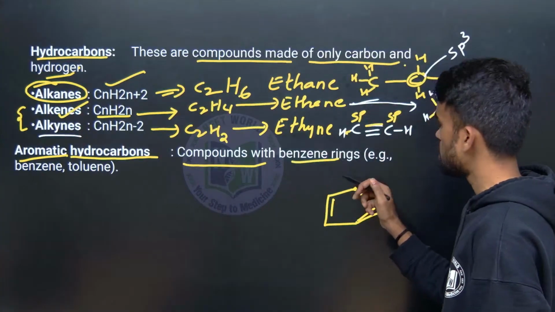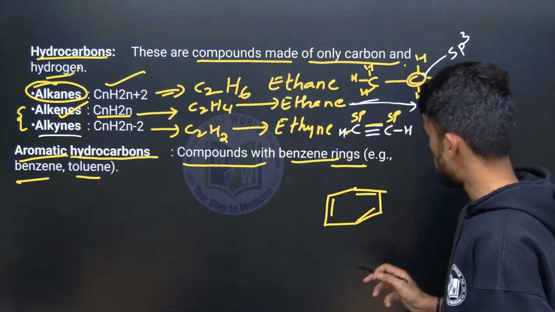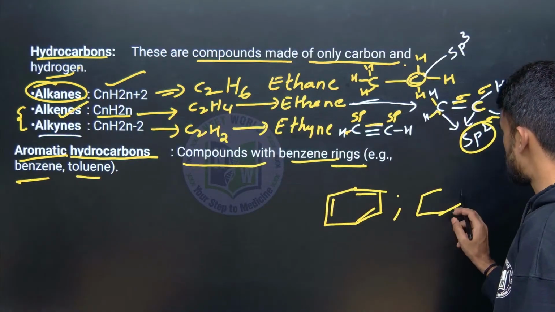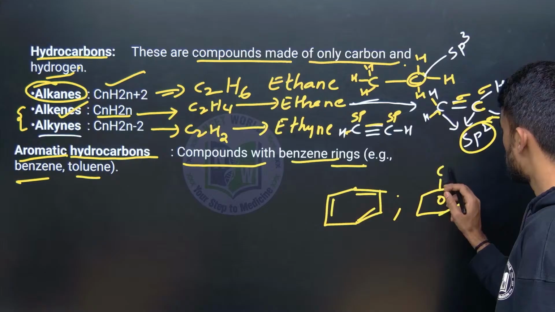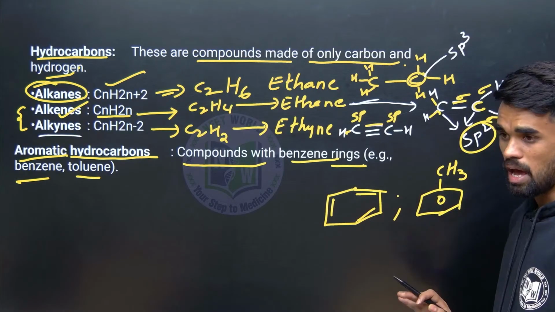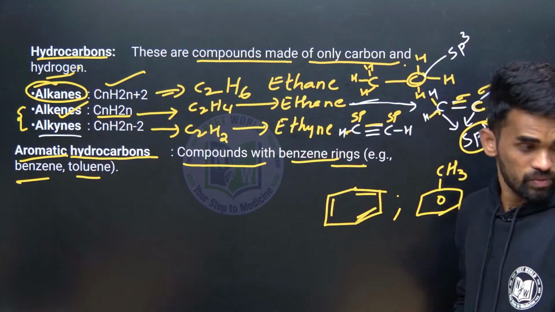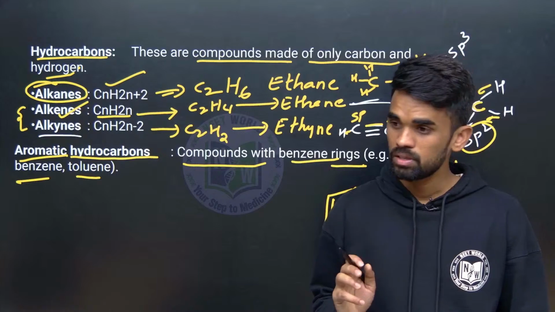Compounds with benzene and its derivatives, benzene rings, for example benzene and toluene. So toluene means benzene ring with a methyl group, this is toluene. So these both are aromatic. So about aromaticity we definitely need to study, because we can expect a question from this, okay.